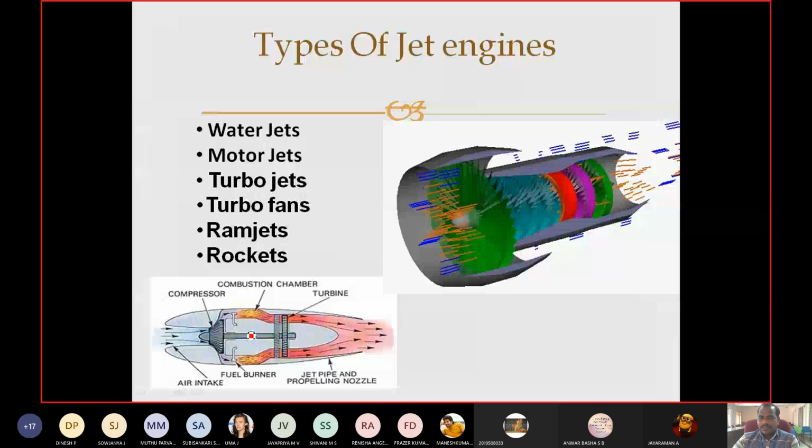Right, so this is also a schematic diagram. The air gets sucked in by the jet engine. Then this air is used as a medium in the jet engine. Then there are some components: compressor, combustion chambers, turbine, then nozzles. So we will look at the functions of these components in the upcoming slides.